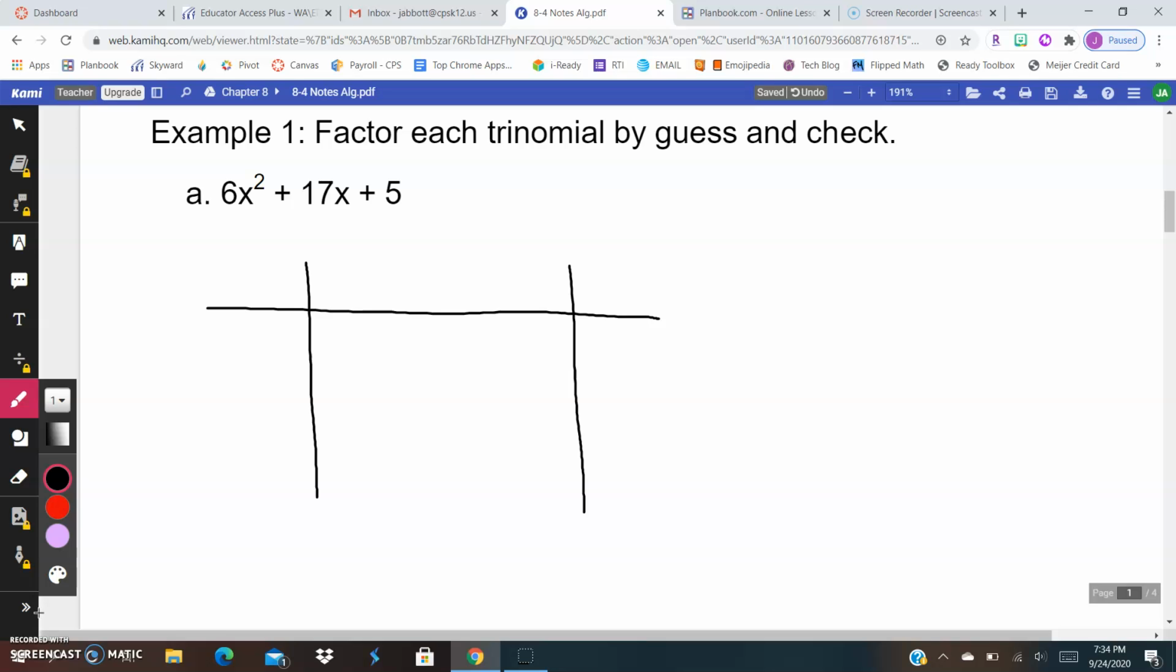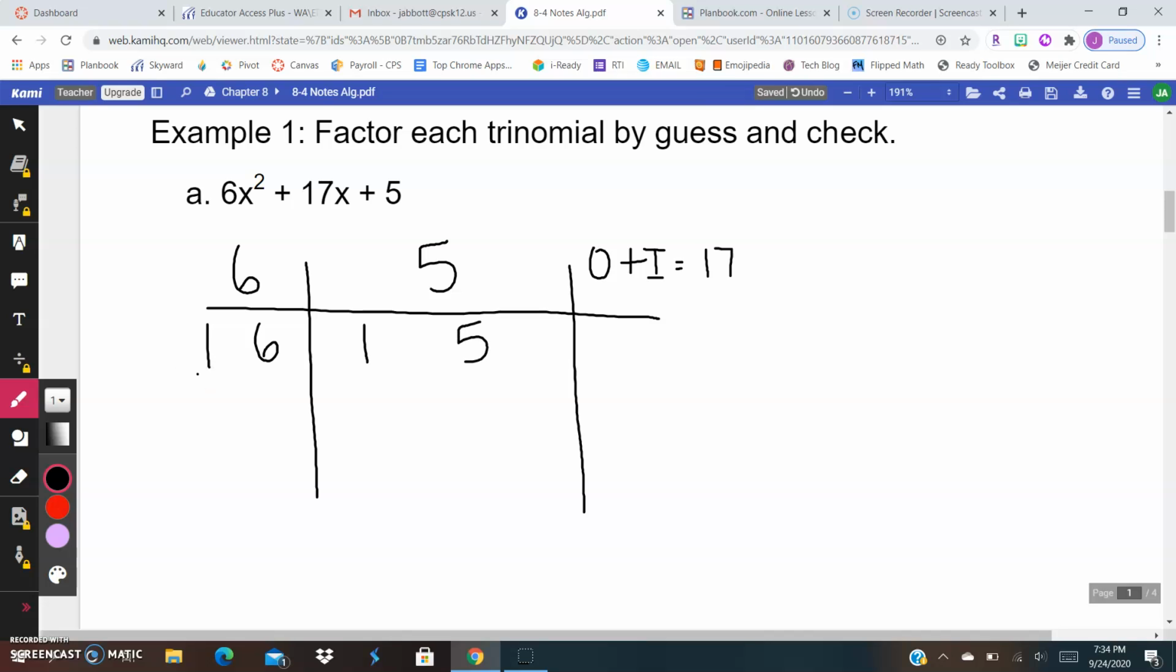The first column is factors of A, so that would be 6. Middle column is factors of C, which would be 5. And then our outer plus our inner will give us 17. So now it's time to guess and check. Factors of 6 would be 1 and 6. Factors of 5 could be 1 and 5.